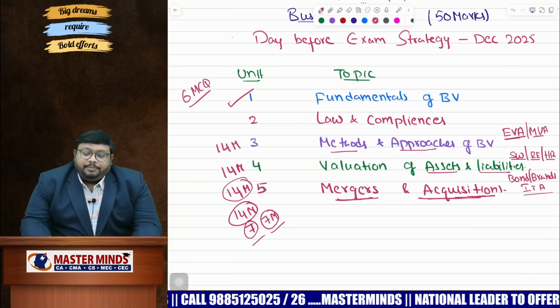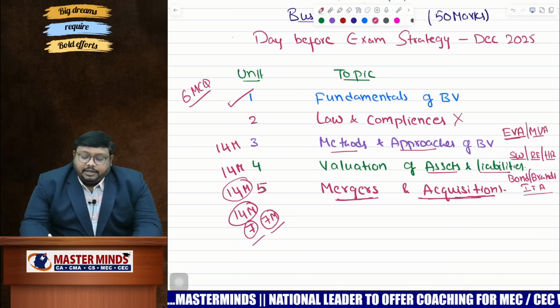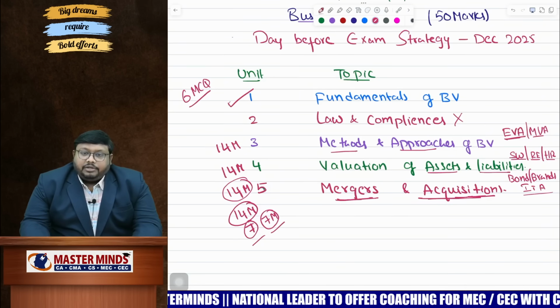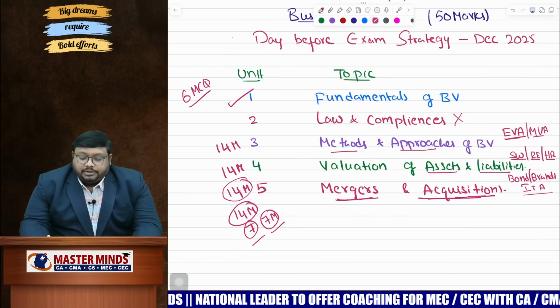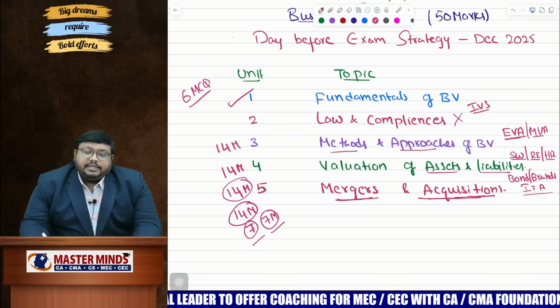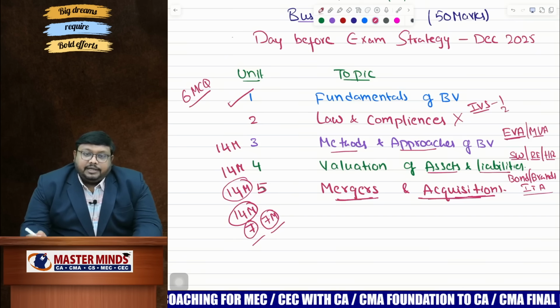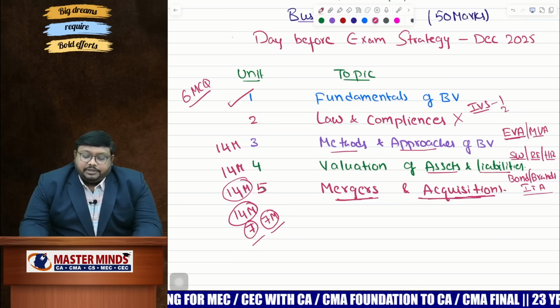Coming to law and compliances, if you already have been in touch with it before, then you can do it, or otherwise you can simply ignore law and compliances at the last minute. If you want to see the laws and compliances also, we can go for it. IVS full form is International Valuation Standards. You should know what IVS 1, IVS 2, IVS 3 are; the names we can expect in the MCQs.